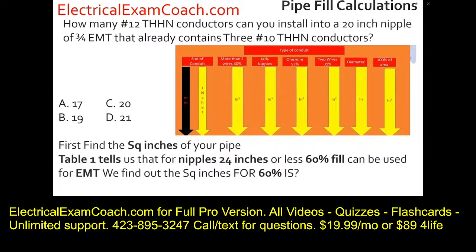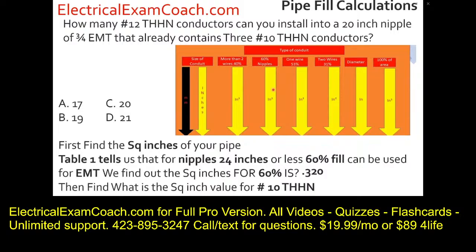First, we will verify our type of conduit to make sure we're in the right conduit. Then we're going to start on the left-hand side and find our size of conduit. But then we need to cross over to the 60% fill because this is a nipple, and we find that it's 0.320. Now we can finish the problem like normal.